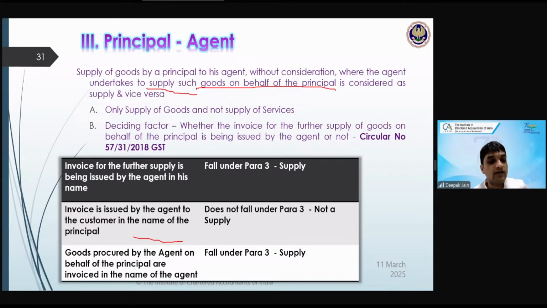ठीक है. And third scenario is goods which is procured by the agent on behalf of the principal and invoice in the name of agent. जैसे सेल के ट्रांजैक्शन है वैसे परचेज के ट्रांजैक्शन भी हो सकते हैं. जैसे किसी से परचेज करना है, ओके, एजेंट अपने नाम पे ले रहा है और फिर वो प्रिंसिपल को बिल करेगा, तो इंडिपेंडेंट पार्टीज हो गए. जब भी इंडिपेंडेंट पार्टीज रहेंगे तब it is liable to GST. अगर इंडिपेंडेंट नहीं है तो फिर नहीं रहेंगे.